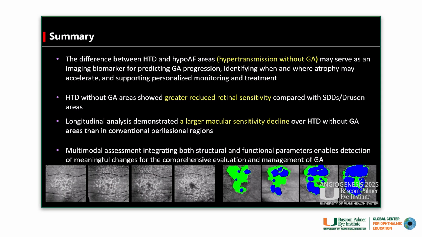In summary, the difference between HTD and hypoautofluorescence areas, representing hypertransmission without geographic atrophy, may serve as an imaging biomarker for predicting geographic atrophy progression and identifying when and where atrophy may accelerate, supporting personalized monitoring and treatment. Longitudinal analysis demonstrated a larger macular sensitivity decline over HTD without GA area than in conventional perilesional regions.